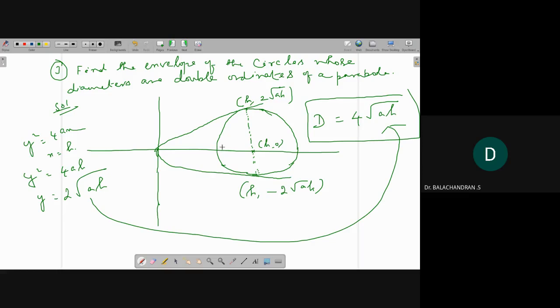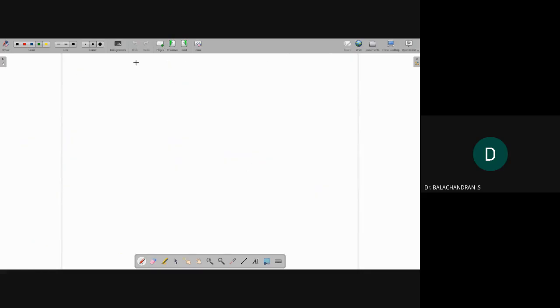Now I'm going to write the equation of the circle. The equation of the circle, centered at h comma 0, is x minus h whole square plus y square equal to radius square. Radius is 2 root ah, so 2 root ah whole square. If you simplify this, you'll get x minus h whole square plus y square equal to 4ah.